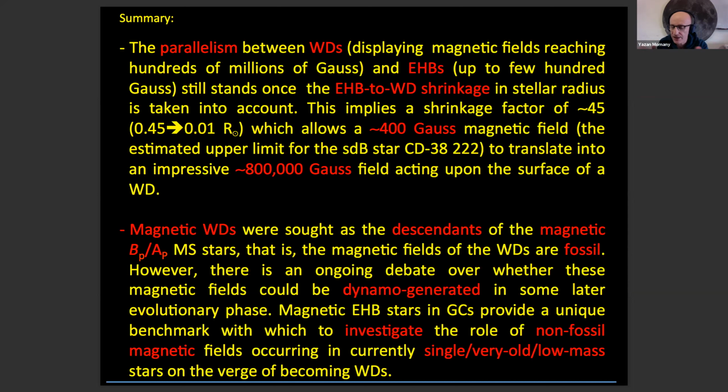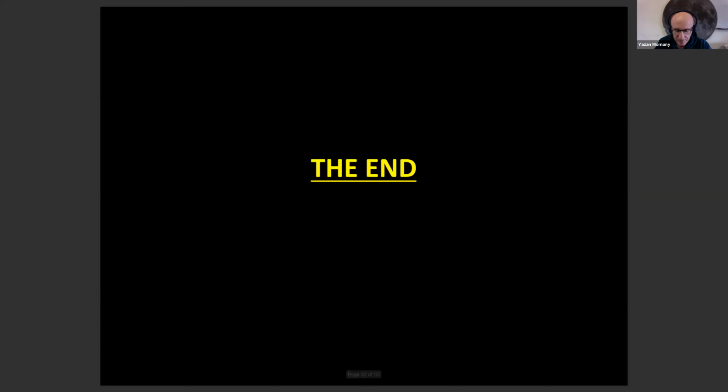And this is where exactly our results of extreme horizontal branch stars displaying low amplitude magnetic fields can play a role in this population, because you're talking about low mass single stars that are extremely old, above 10 giga years, that are almost ready to become white dwarfs. So the results for the extreme horizontal branch stars should be taken into account when you also study magnetic white dwarfs. And I'm done. Thank you.